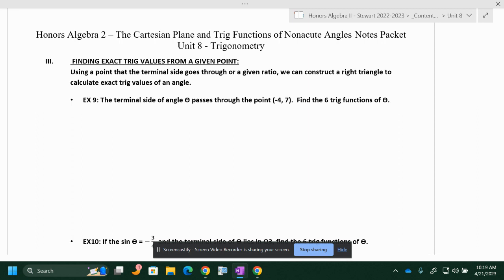Welcome back. We're going to talk about finding the exact trig values from a given point. We're going to talk about finding 6 trig functions. Before we only talked about sine, cosine, and tangent, so we're also going to talk about secant, cosecant, and cotangent.